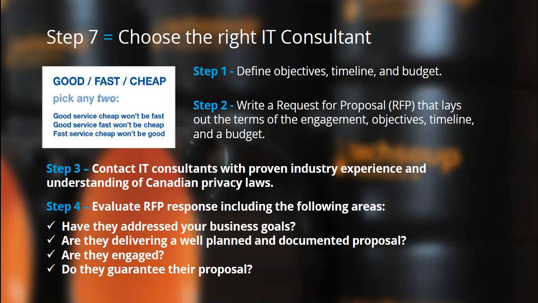And then step 4, once you actually release the RFP and everybody responds within a specific amount of time, the 4 key areas that I really look at with RFPs when we help companies out are, once again, have they addressed the business goals of the RFP? Are they delivering a very well planned and documented proposal? It should be very black and white, not a lot of gray area, right? Reason being, if they're engaged, as the next point says, they will identify all the gray area. And once again, do they guarantee their proposal?